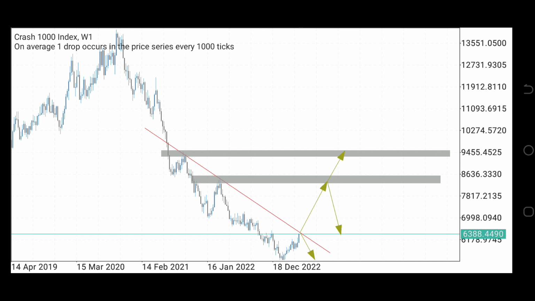Please mark my words, mark my choice of language. We don't limit the movement of price. We just analyze, and it's going to be more of a top-down analysis.